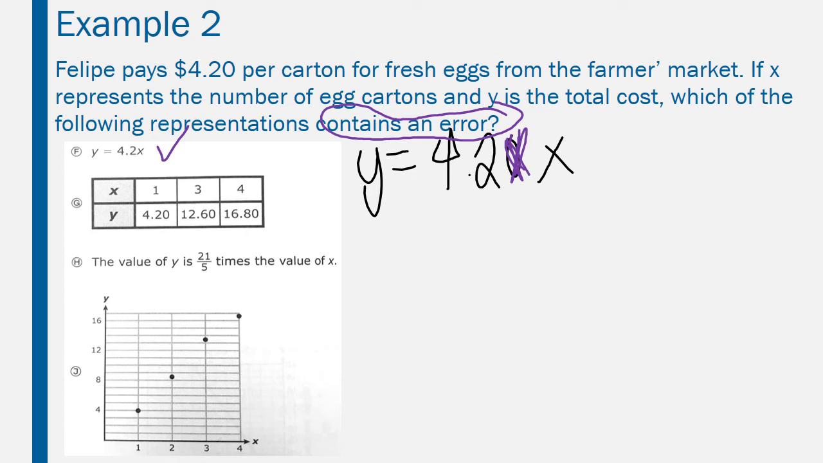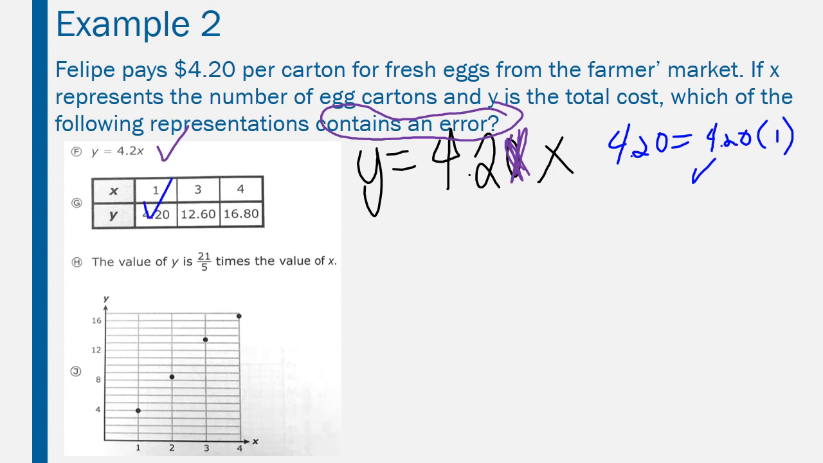All right, for a table, notice that this is a horizontal table. How do we figure out if this table is correct or not? Tina? Very good. You're going to plug your X and Y in there. So for Y, what is your first Y? $4.20. Is that equal to $4.20 times 1? Yes, it is. Good job. So the first one is good.